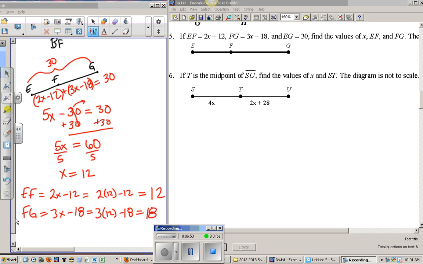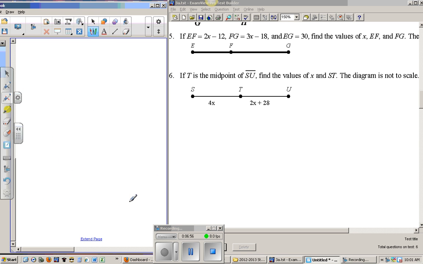All right, moving on to number 6. Number 6 tells us that T is the midpoint. If T is the midpoint, that means it's the halfway point. Also, that means segment ST is congruent to segment TU. Here we're asked to find x and ST. If T is the midpoint, then segment ST is congruent to segment TU. If segments are congruent, that means measures are equal. The measure of ST is 4x. The segment TU is 2x plus 28.